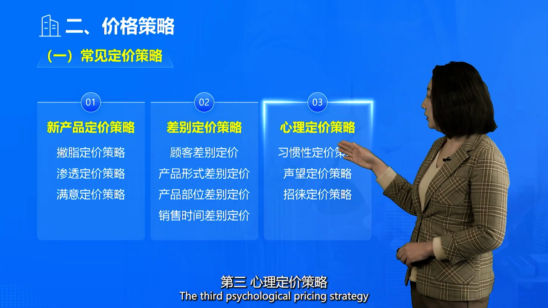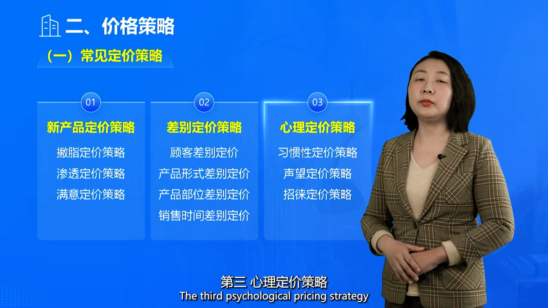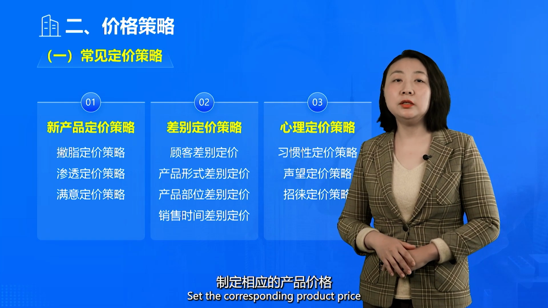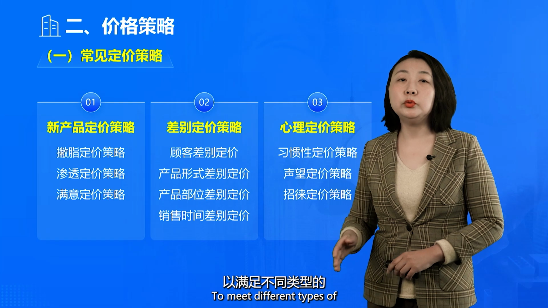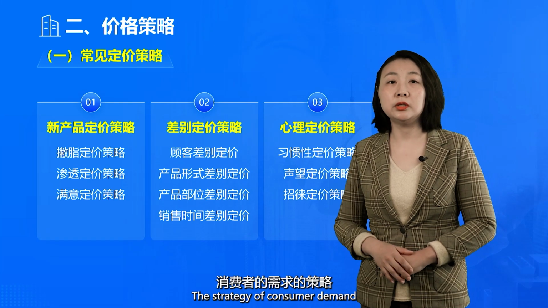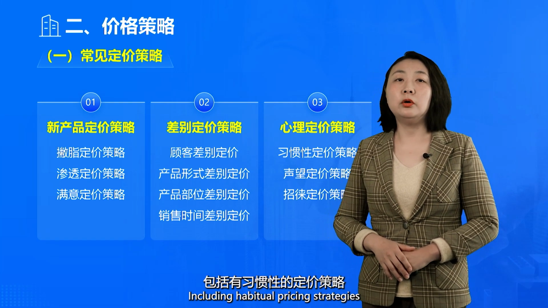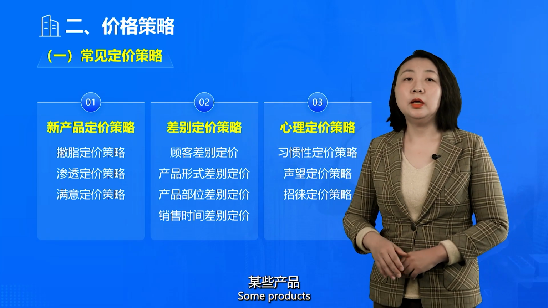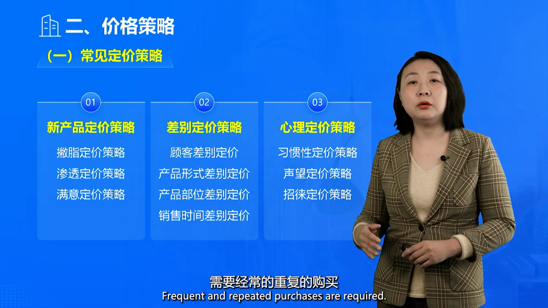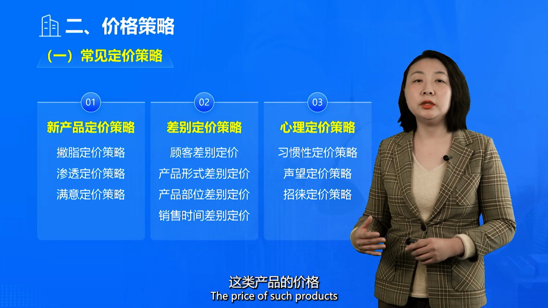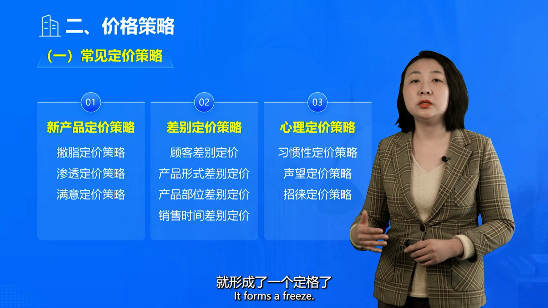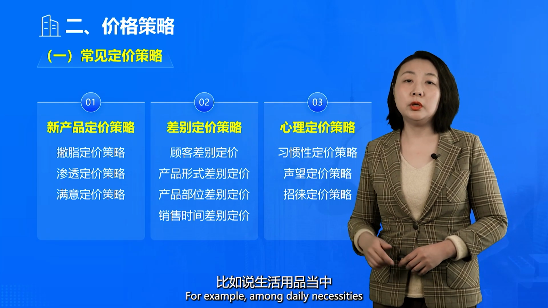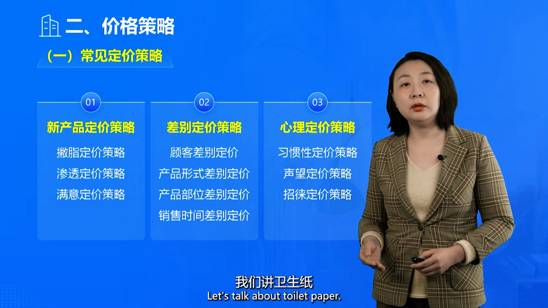The third, psychological pricing strategy. It's aimed at consumers. Different consumer psychology set the corresponding product price to meet different types of consumer demand, including habitual pricing strategies. Some products, frequent and repeated purchases are required. The price of such products, in terms of consumer psychology, forms a freeze, formed a habitual price. For example, among daily necessities, let's talk about toilet paper.